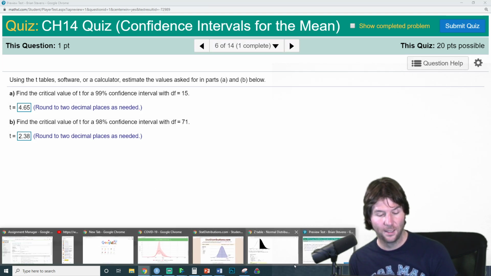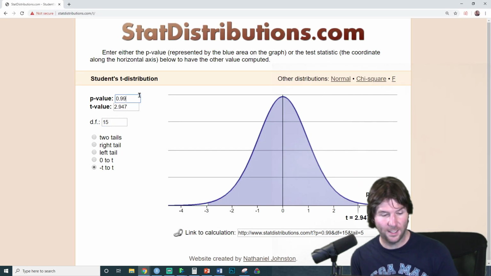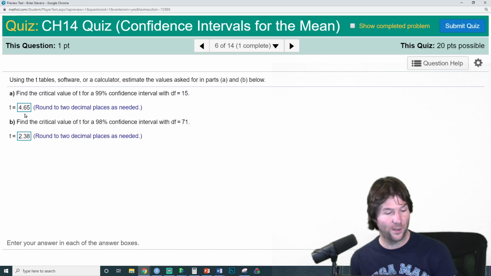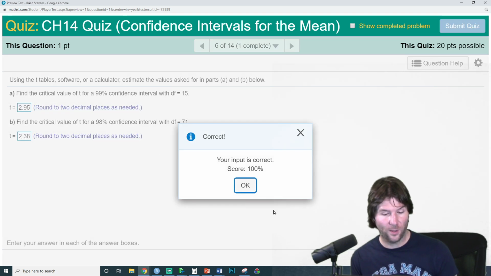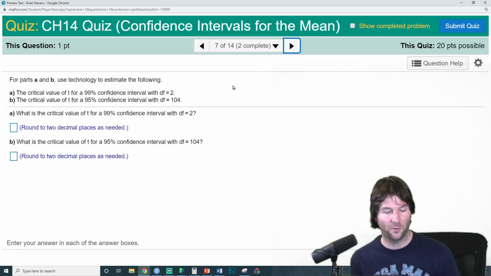But we can get it right. 15 and 99. We go over here to our T-applet. We put in 15 degrees of freedom. We put in 99, and it's 2.947, so 2.95. That's a very hard one to guess. So 2.95, and that should do it. That should get the problem right. And those are just using the T-applets. If anyone has questions on those, feel free to ask.